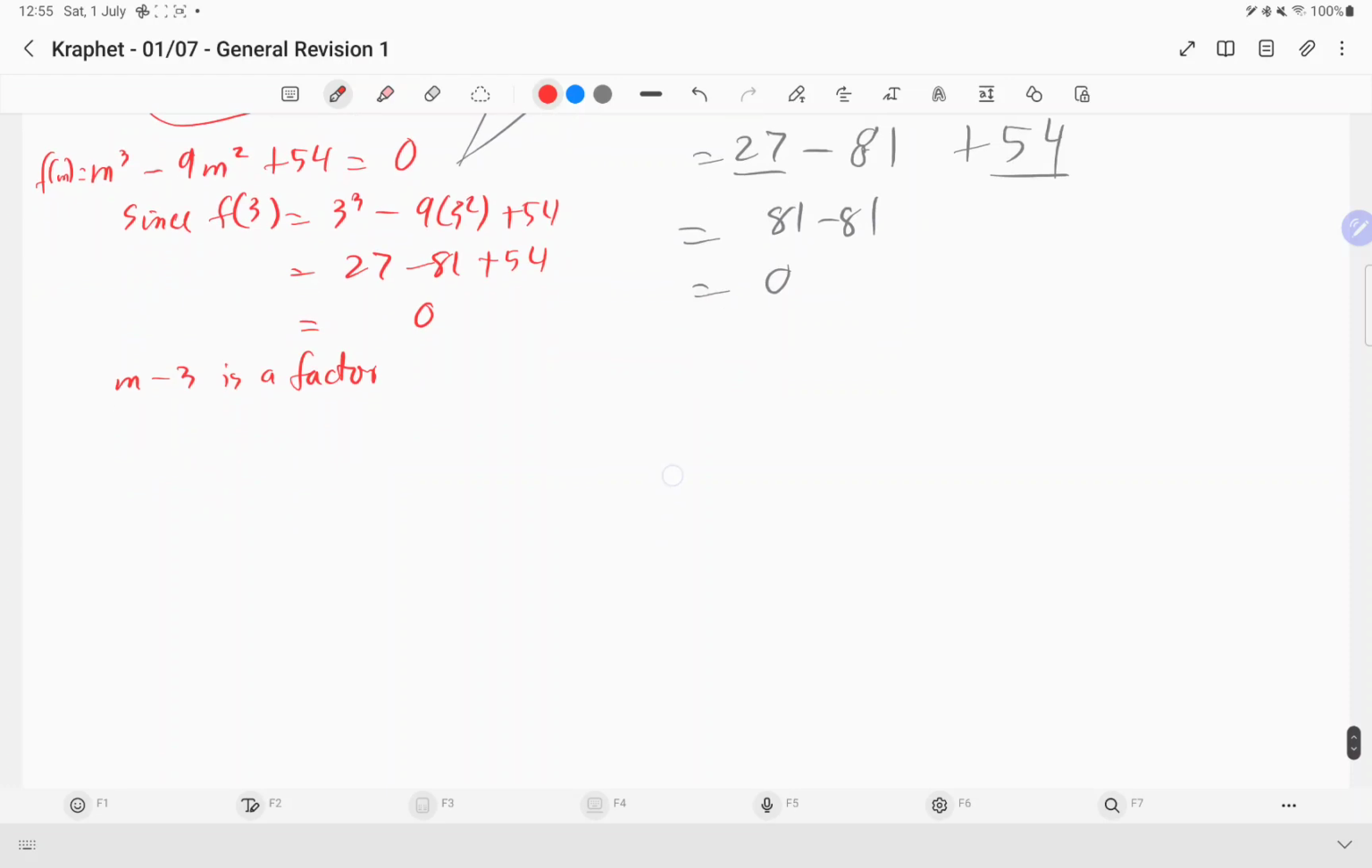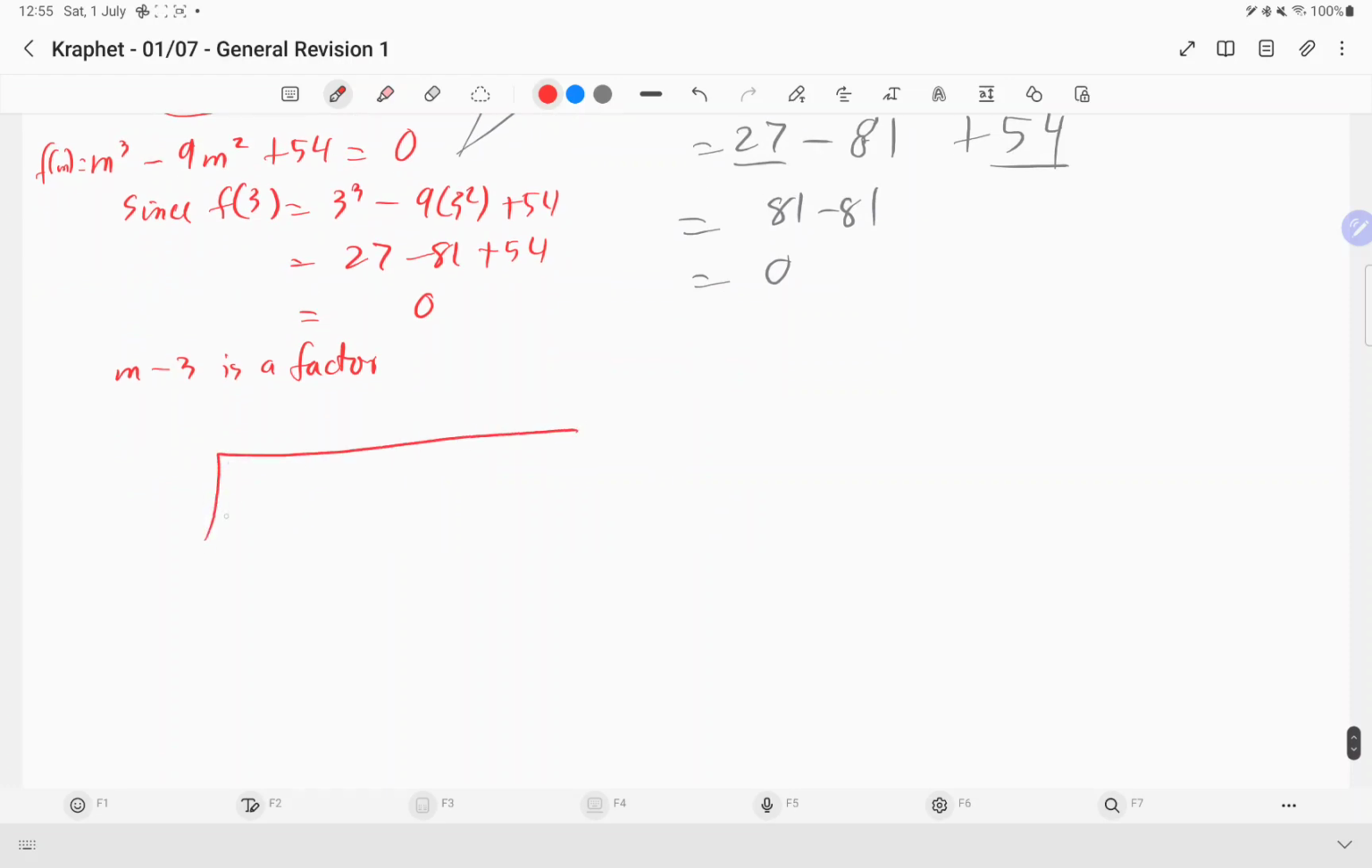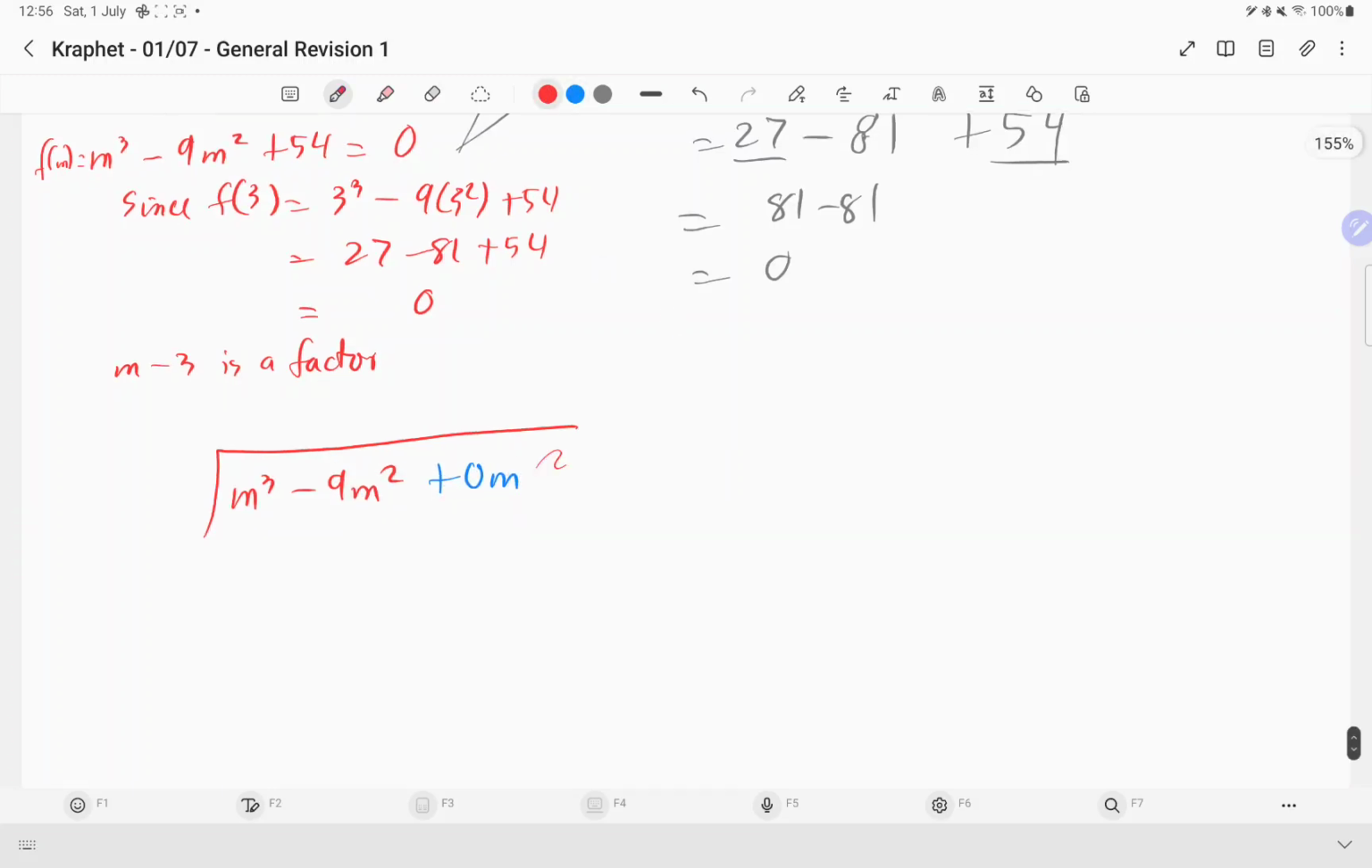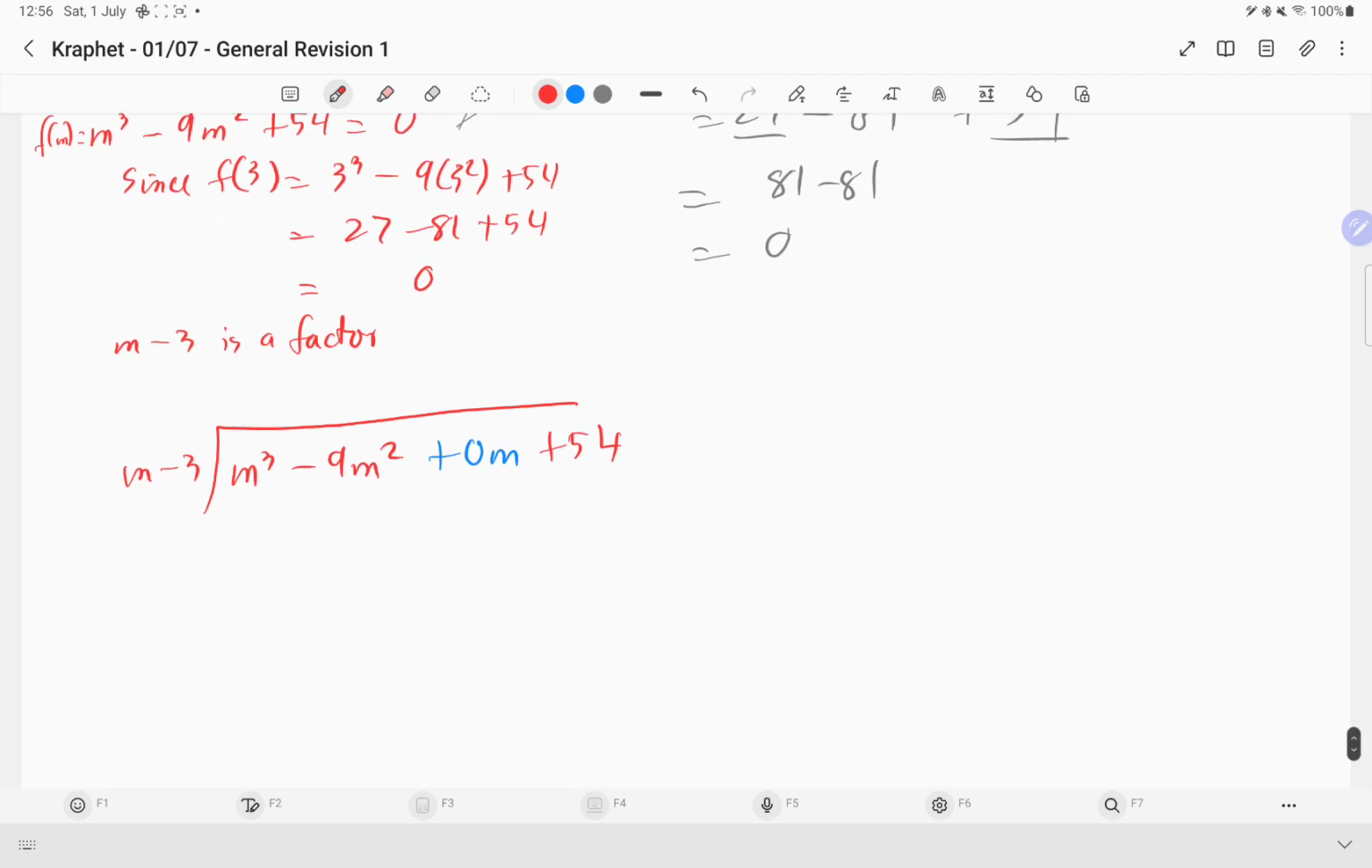Okay, so once you've got the factor, you've got to do the long division. m cubed minus 9m squared. If you're missing an m, you've got to add plus 0m. See, it's testing the harder questions in unit 1, plus 54, and then m minus 3 here. I'm actually teaching the unit 1 kids long division, and they have no idea how to do it. They struggle so much. So if you can understand long division, you've come a long way since 2 years ago.